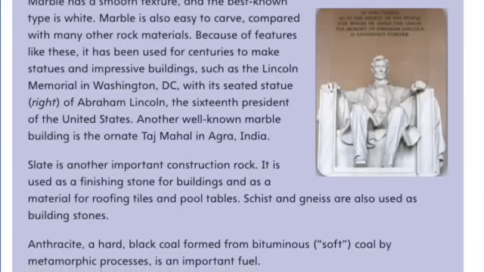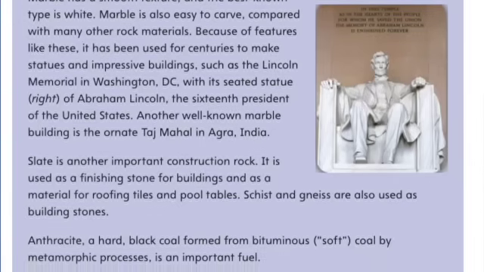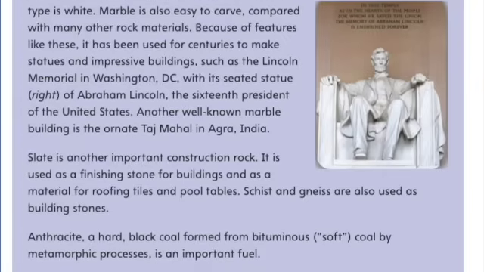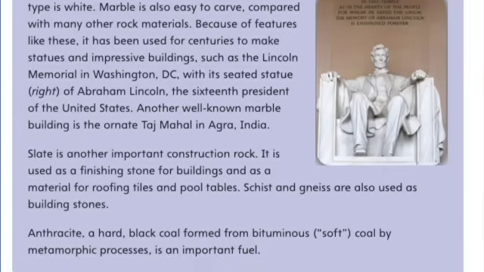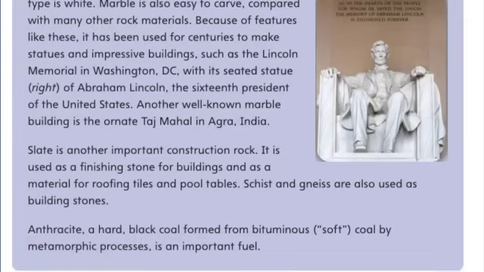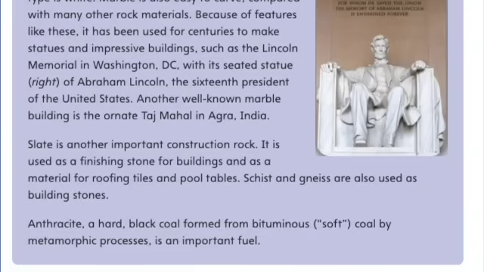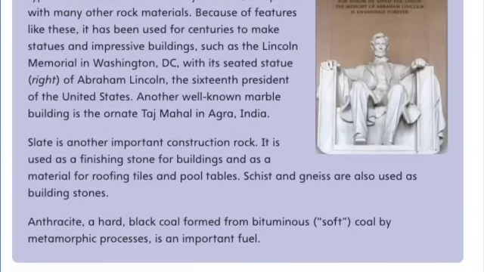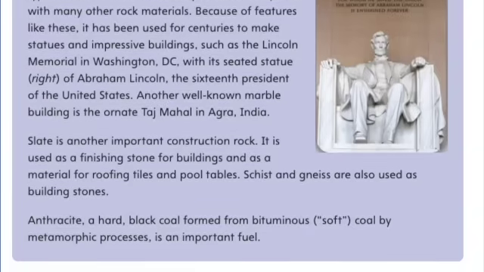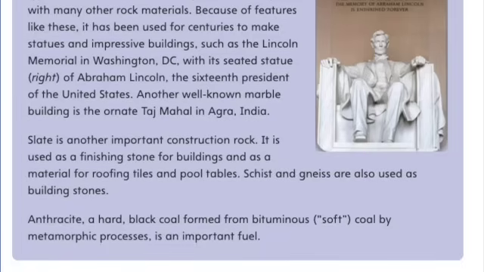Slate is another important construction rock. It is used as a finishing stone for buildings and as a material for roofing tiles and pool tables. Schist and gneiss are also used as building stones. Anthracite, a hard black coal formed from bituminous soft coal by metamorphic process, is an important fuel.